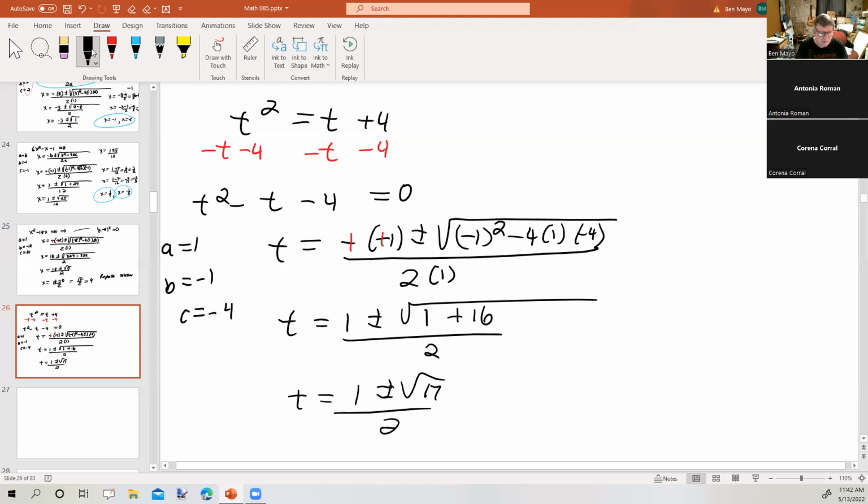Now, the square root of 17 is irrational. I can't simplify that at all. So my two solutions are t equals 1 plus the square root of 17 over 2, and t equals 1 minus the square root of 17 over 2. Now, as I mentioned, WebAssign doesn't like the plus or minus notation for you to enter it, so you list them as separate solutions. It also asks us to approximate the solutions to the nearest hundredth.